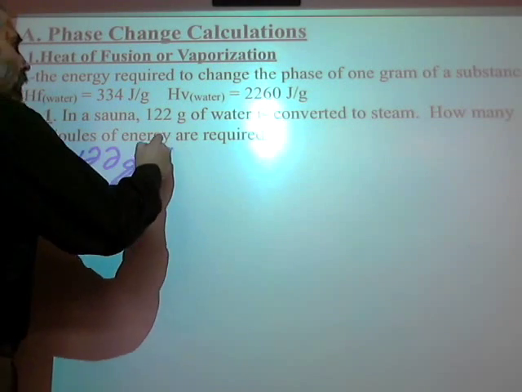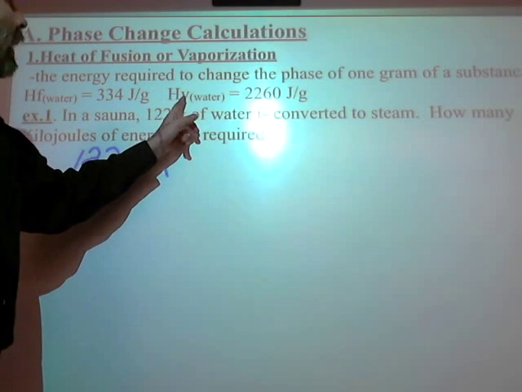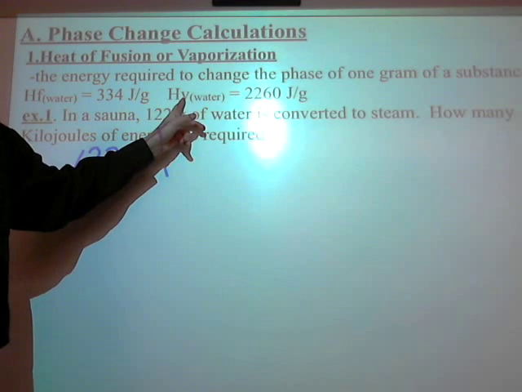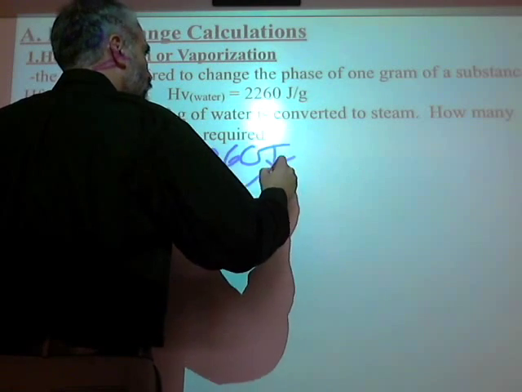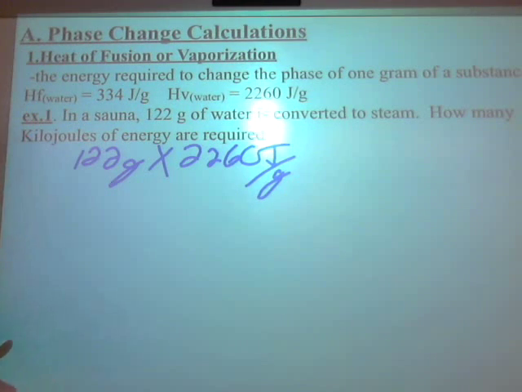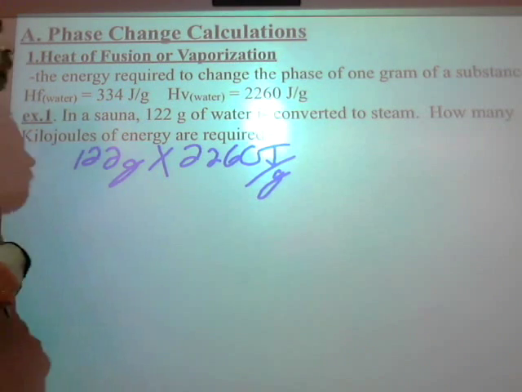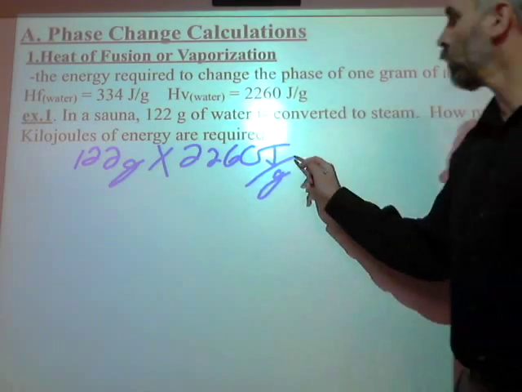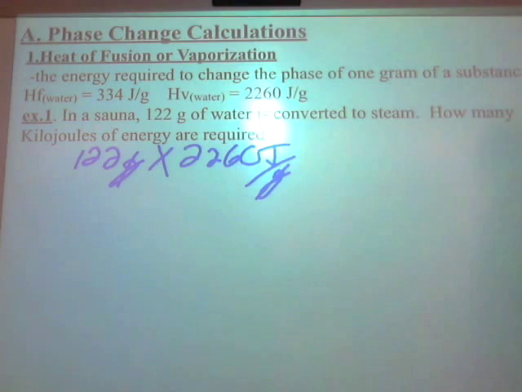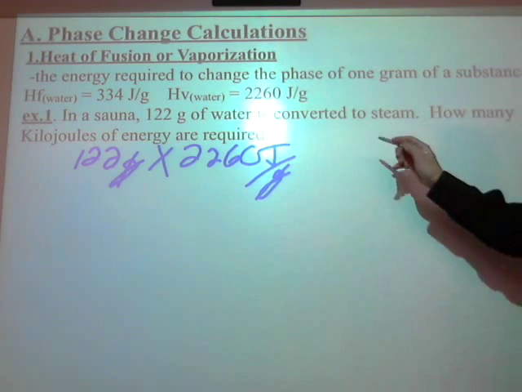122 grams by which of these two? The vaporization, V for vaporization, 2260 joules it takes per gram to boil it, to vaporize it. But hold on, don't hit equals at that point. Grams will cancel, but what does it want for my answer in? It wants it in kilojoules.